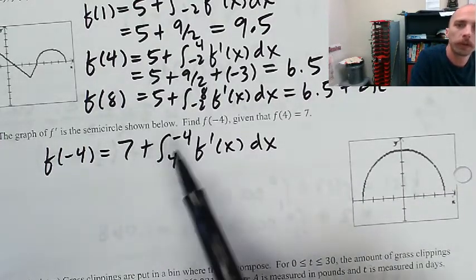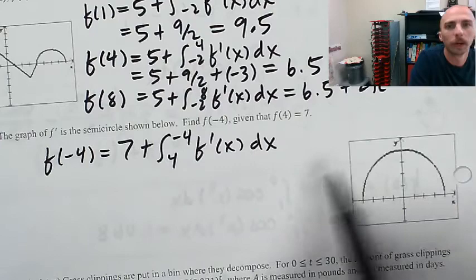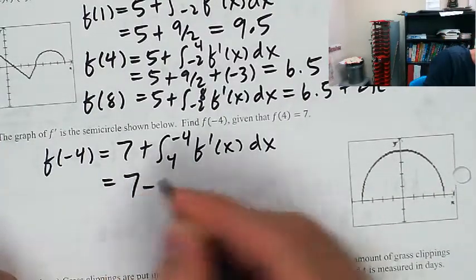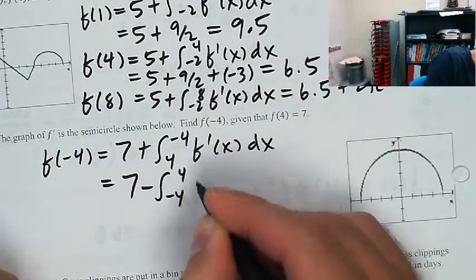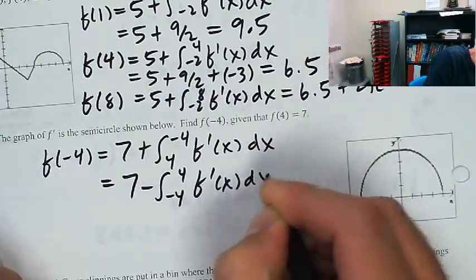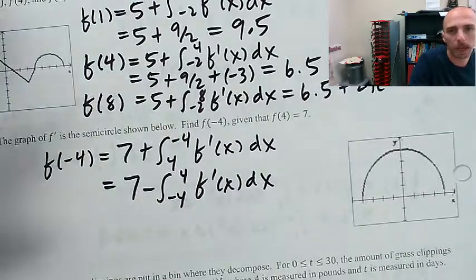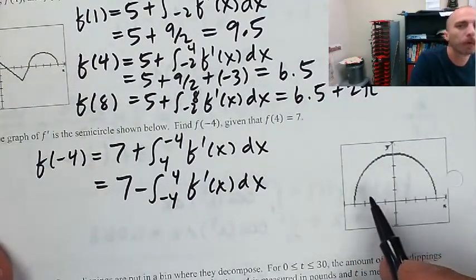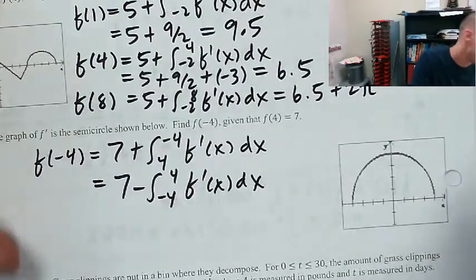I would prefer to integrate forwards so the area above the x-axis still counts positively. So what I'm going to do is say this is 7 minus the integral from -4 to 4 of f prime. Usually I don't care if the bounds are backwards, I can just roll with that. But when you're actually doing the geometry, I would prefer to integrate forward, so I'm going to make that happen.